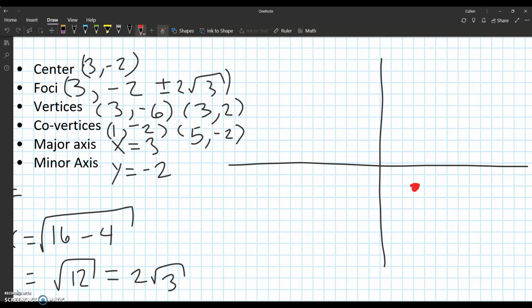So (3, -6) is going to be down 4 from here: 1, 2, 3, 4. And then it's going to be up 1, 2, 3, 4 from here. And that puts me at my other vertex, which is (3, 2). And then my co-vertices, my shorter sides, are going to be (1, -2) down here, and the other one's at (5, -2).